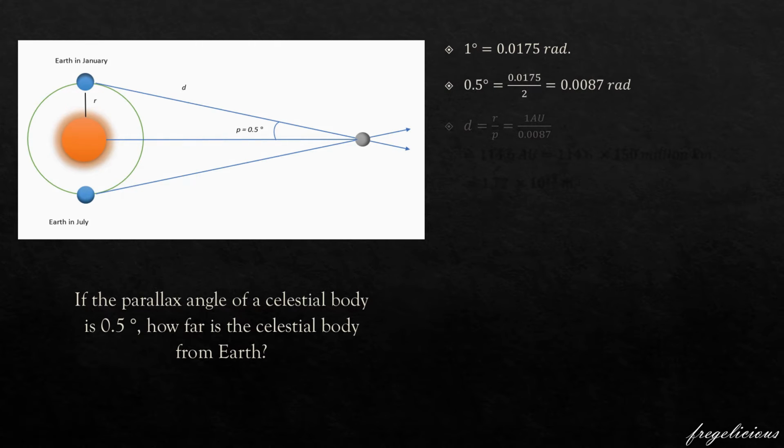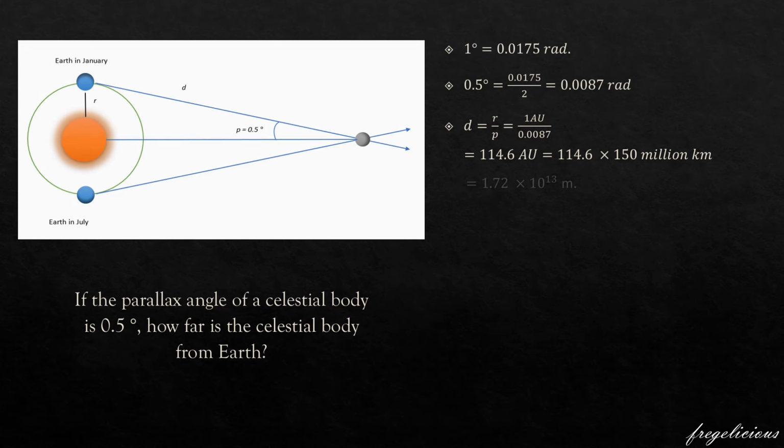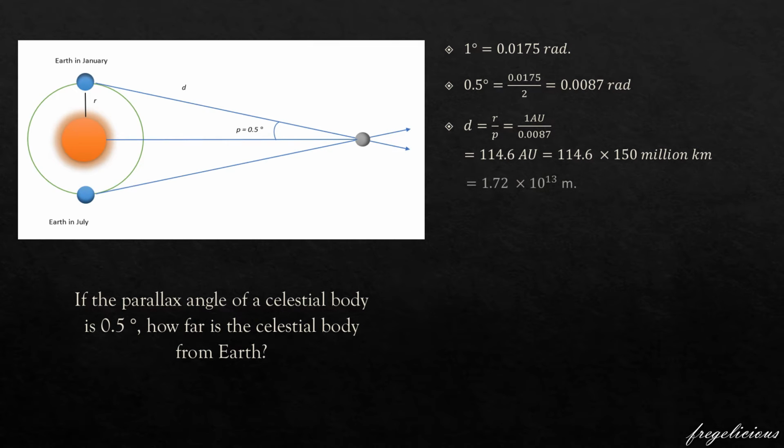From the picture, we get D equals 1 AU divided by 0.0087, which equals 114.6 times 150 million kilometers, which equals 1.72 times 10 raised to the power of 13 meters.